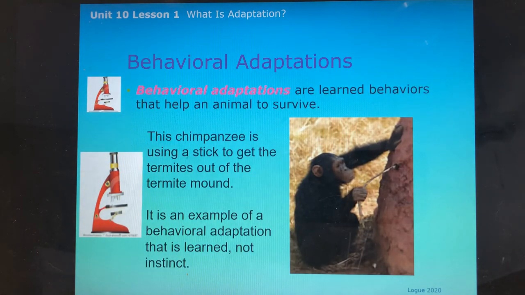Behavioral adaptations. These are learned behaviors that help an animal to survive. Behavioral adaptations have to do with the actions of the animal, something that the animal is doing. That's what makes it behavioral. For example, in this picture, you see a chimpanzee. It is using a stick to get the termites out of the termite mound. It is an example of a behavioral adaptation because it's something the animal is doing, and it is learned, not instinct.